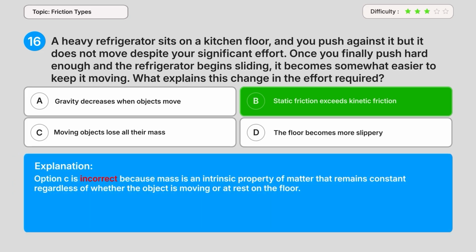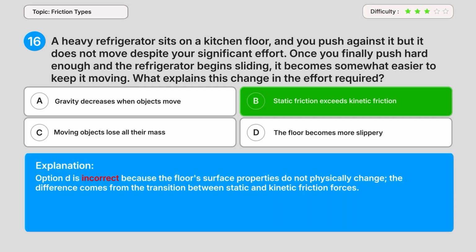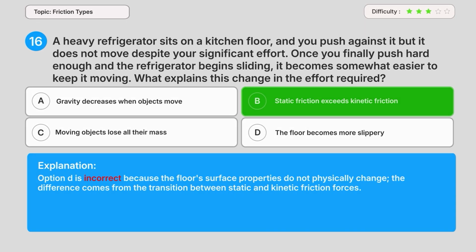Option C is incorrect because mass is an intrinsic property of matter that remains constant regardless of whether the object is moving or at rest on the floor. Option D is incorrect because the floor's surface properties do not physically change. The difference comes from the transition between static and kinetic friction forces.